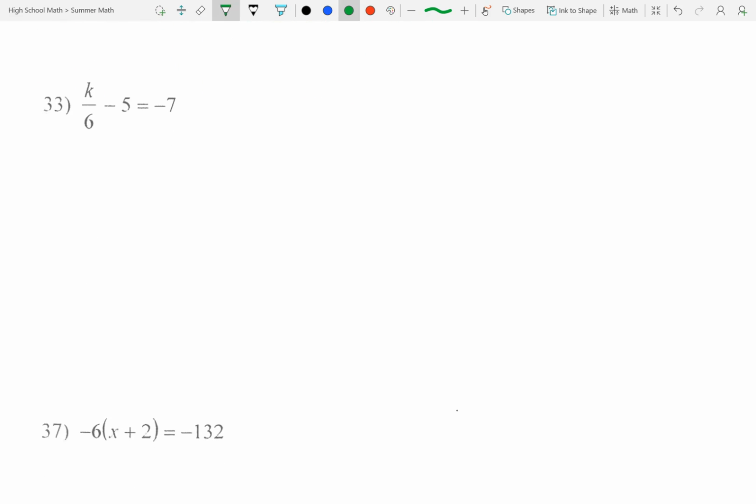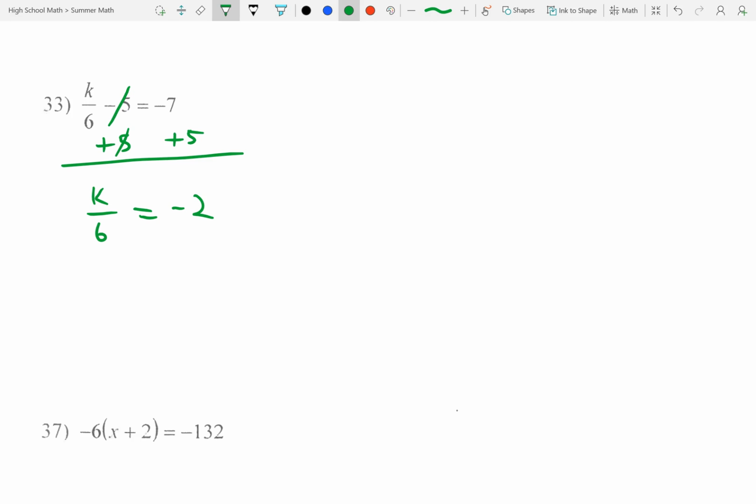Right, we want to solve for k. We will first deal with this minus 5. Using the inverse operation, we will add 5 to both sides. Minus 5 plus 5 sums to 0, leaving just k over 6 on the left. Minus 7 plus 5 will be a minus 2. Here we have k divided by 6.